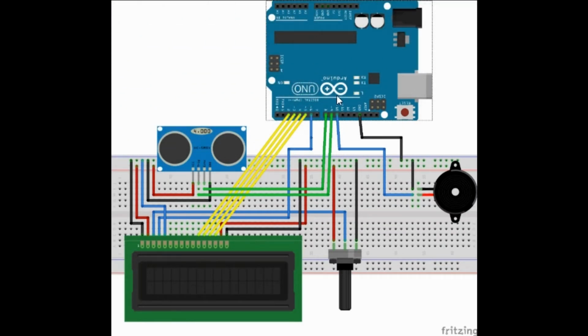This is the setup for the project. It has been made using Fritzing software. This is our LCD. This is the potentiometer for controlling the contrast of the LCD. This is the ultrasonic sensor. And this is our Arduino board.